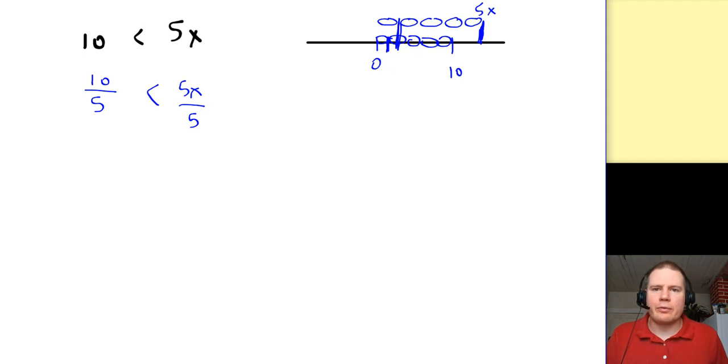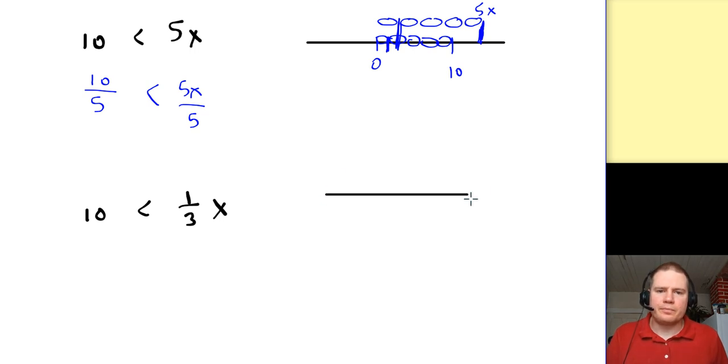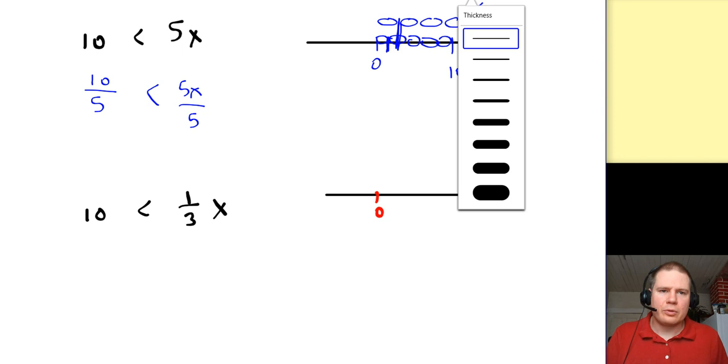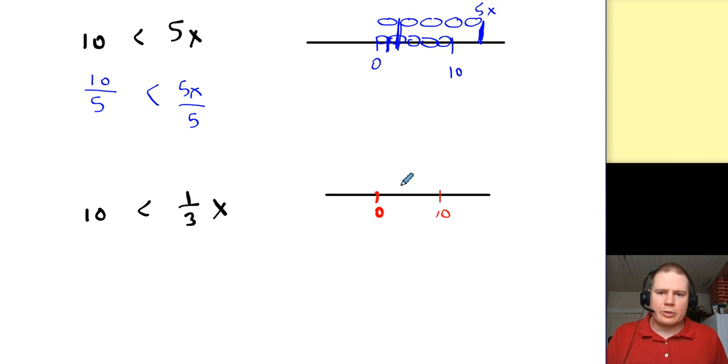Let's say I have the new statement 10 is less than 1/3 x. So I've got my number line, and let's say here's 0, here's 10, that's less than 1/3 x. Well, to get x, I multiply that by 3. I'm getting 3 of these. 1, let's see if I can be fancy here.